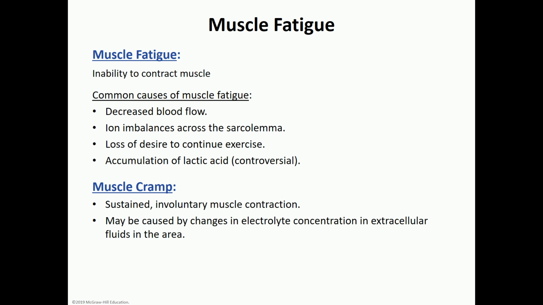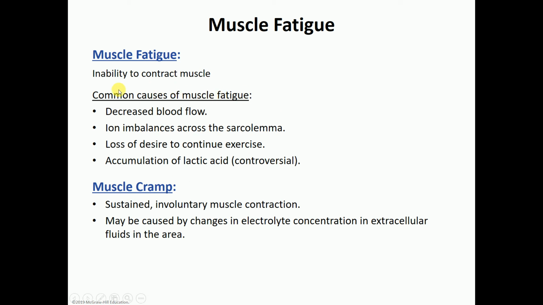So what is muscle fatigue? Muscle fatigue is the inability to contract muscles. So you've seen these marathon runners where they're almost at the finish line and they're very tired and they're just at a point where they can no longer contract their muscles. So these are common causes of why that might happen.